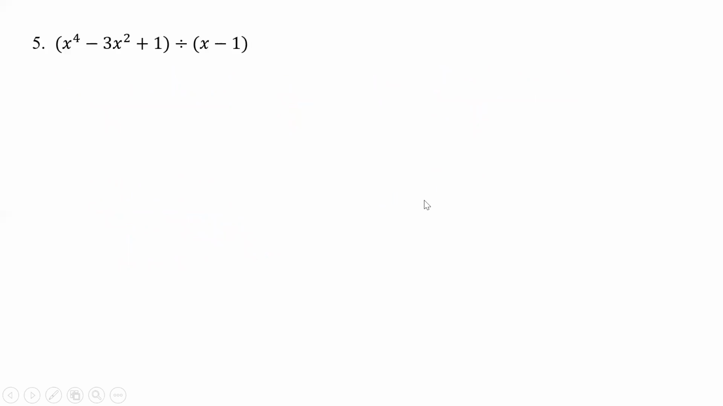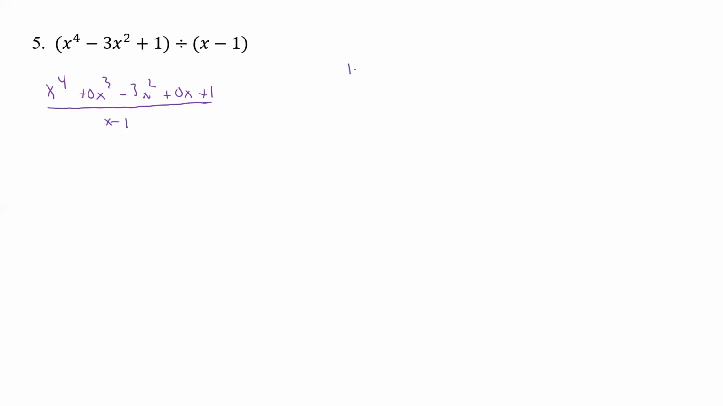All right, what about this one? Well, we're going to do the same thing. Well, this time, luckily, guess what? We don't have to do anything. We just have k as 1. But we have a little bit of issue here because we have x to the fourth. There's no x cubed, so 0x cubed. Then we have a minus 3x squared. Well, now we don't have any x, so 0x, and then plus 1. And then again, that's all divided by x minus 1.